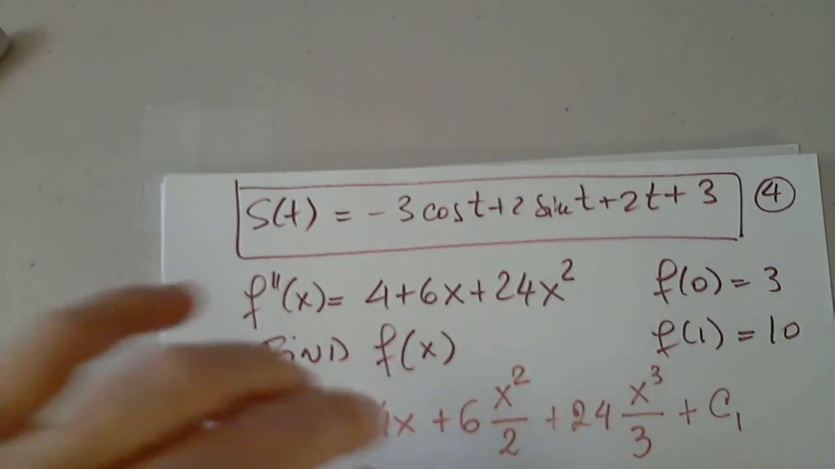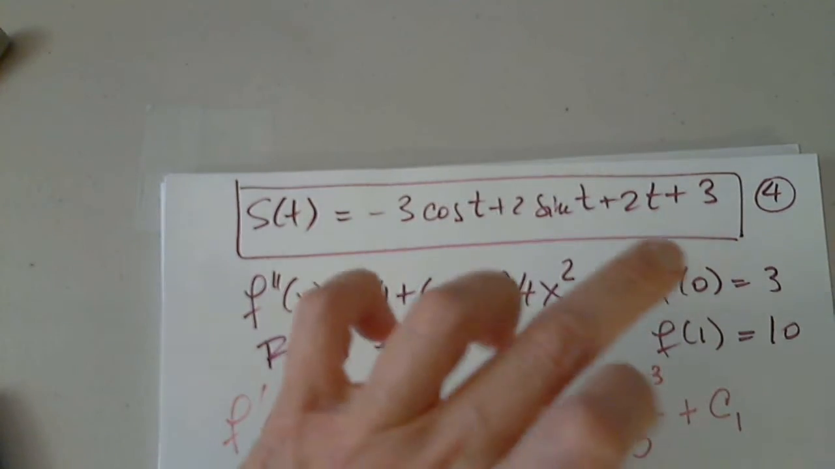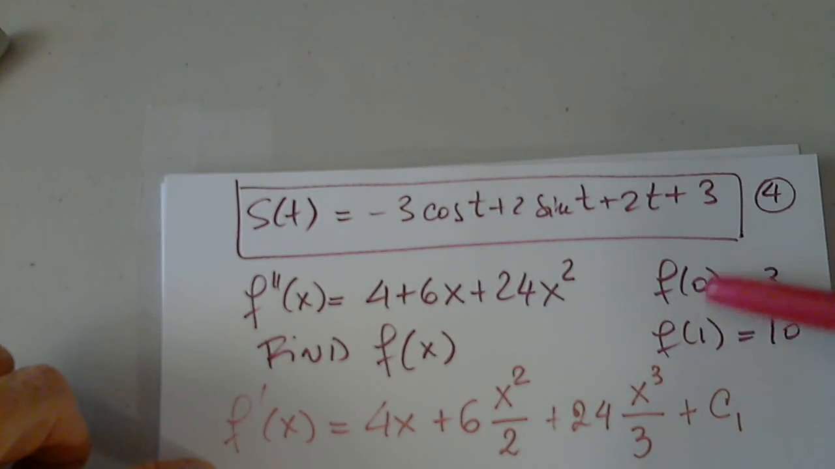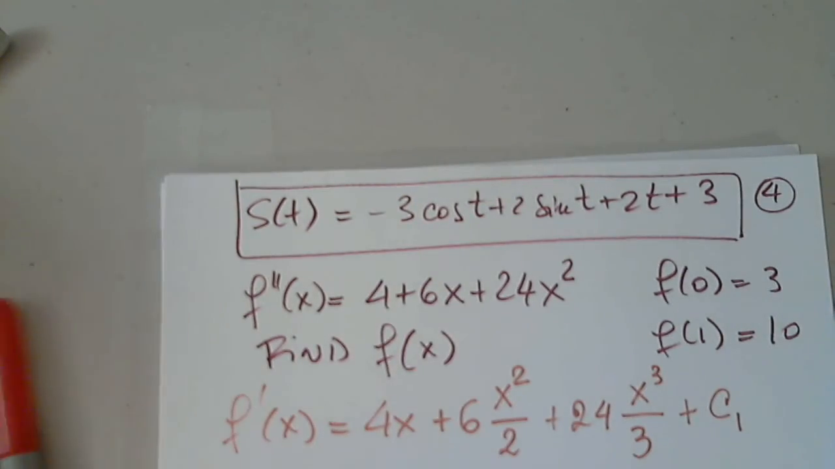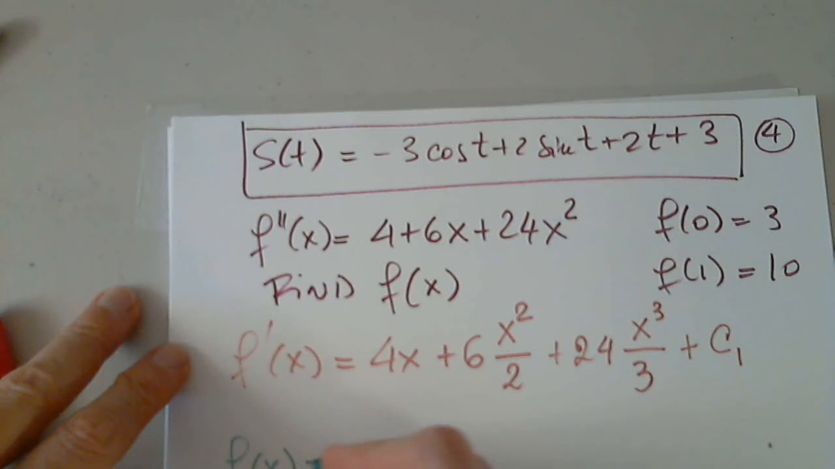So let's check again. This prime is this, this prime is this, this prime is this, c prime is 0. I do not have any information about f prime. I have to continue. So I'm going to continue to f of x.